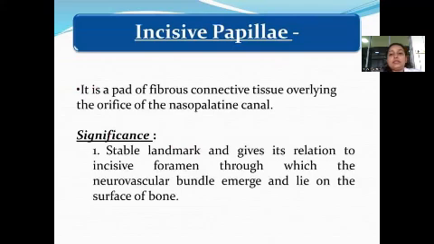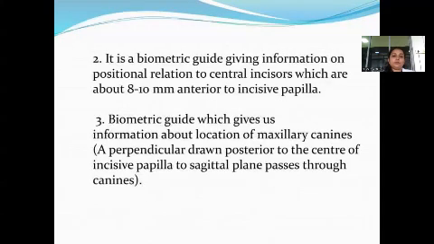So next is the incisive papilla. It's a pad of fibrous connective tissue overlying the orifice of the nasopalatine canal. The basic significance of this incisive papilla is that it is a stable landmark and gives the relation to the incisive foramen, through which the neurovascular bundle emerges. Basically, it is a biometric guide which will give you the positional relation to the central incisors, which are about 8 to 10 mm anterior to the incisive papilla.